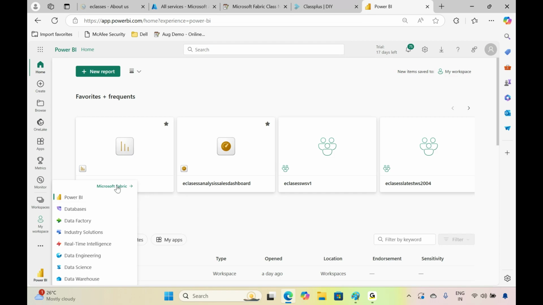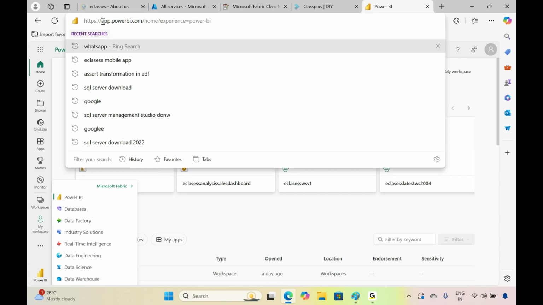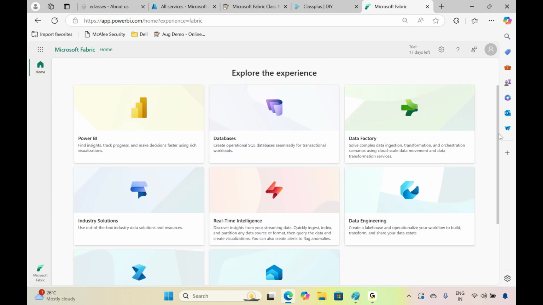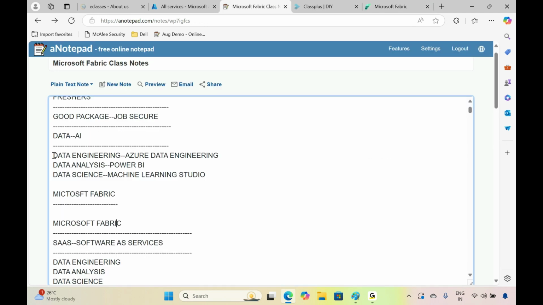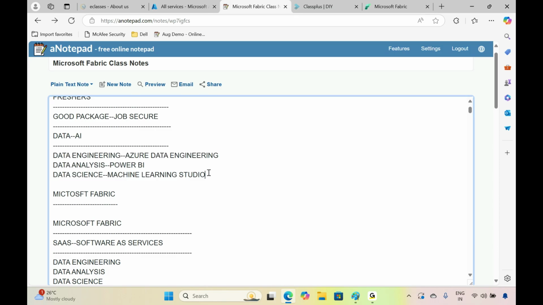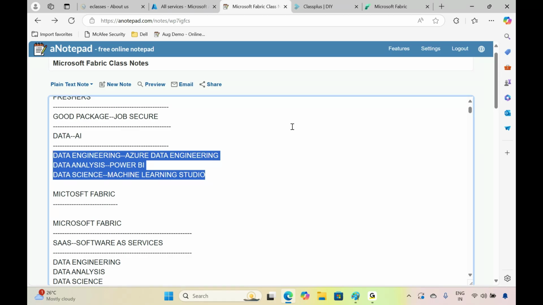So in a single platform, app.powerbi.com, you can have Power BI, Data Factory, Real-Time Intelligence, data engineering, data science, and data warehousing. There are so many things offered by Microsoft to implement data engineering projects, data analysis projects, and data science projects. All of those we can implement over here.